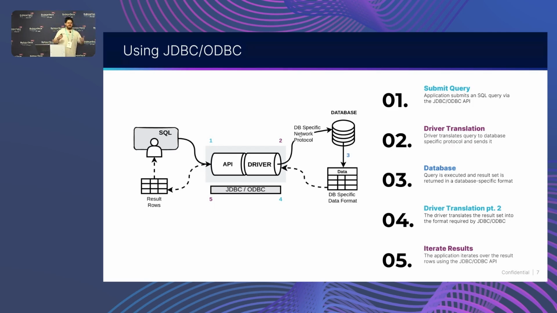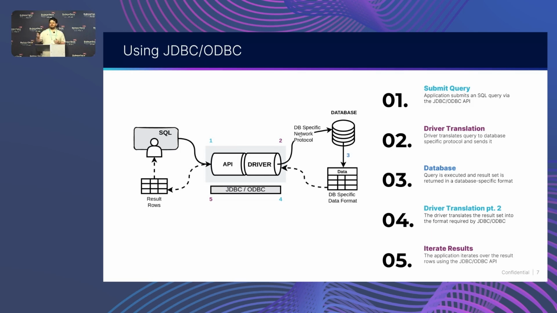The database then executes your query. You get your result set back in the database-specific format. Then the driver takes the result set you got back from the database and translates it to the format that JDBC and ODBC require, and then your application can iterate those results using a row-based interface, which, as we said, why would you do that if you're doing an analytical workflow and want to get the columnar data?